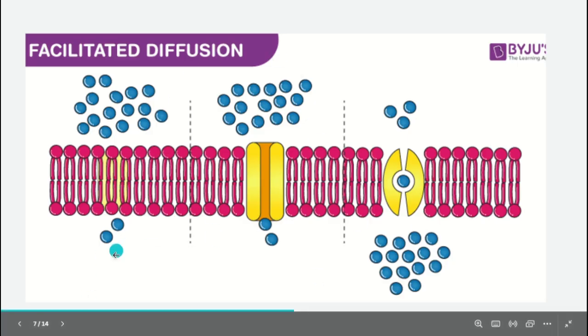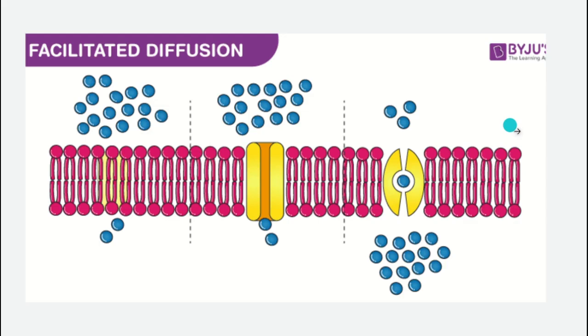Now this is a much larger diagram, right? This is the phospholipid bilayer, the fluid mosaic phospholipid bilayer. This is our channel protein. This is our carrier protein that resembles a pump somewhat, and facilitated diffusion does not use ATP, right?